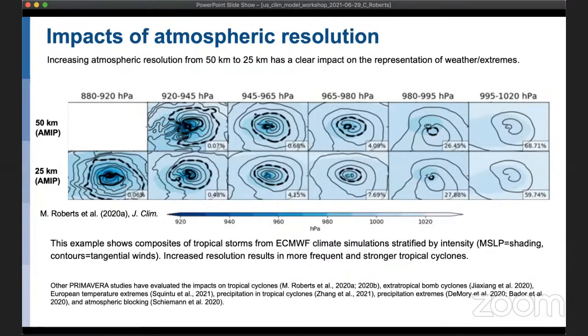So although there's this limited impact on the mean state, increasing resolution does have a clear impact on the representation of the weather and extremes. So this example shows composites of tropical storms from our climate simulations, and they're stratified by intensity. And it's clear that higher horizontal resolutions result in both more frequent and stronger tropical cyclones, which is something we know from NWP. And some other examples of the impact of horizontal resolution on extremes can be found in other papers that were written as part of this PRIMAVERA European project using output from HighResMIP models.